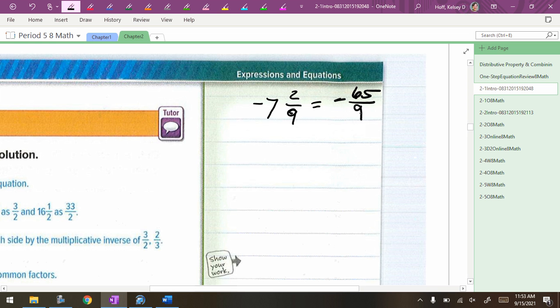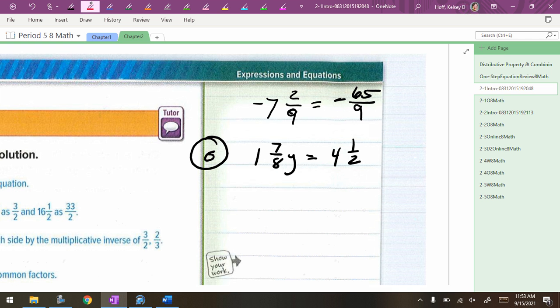Okay? So if they give us mixed numbers, the very first step is just changing them to improper. Mixed numbers are useless to us. Okay? So we are going to do got it, G. 1 7/8 y equals 4 1/2. Draw my line through my equal sign.